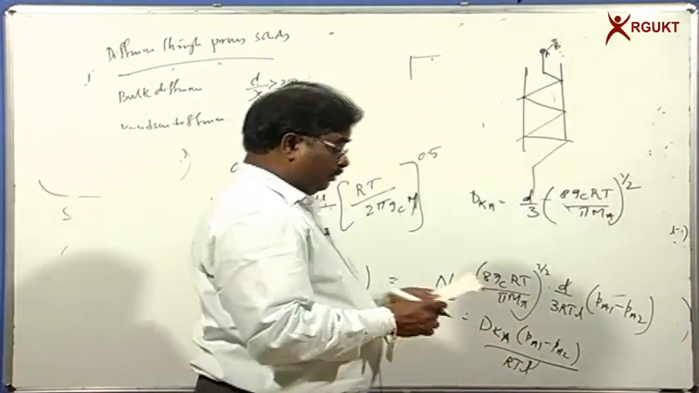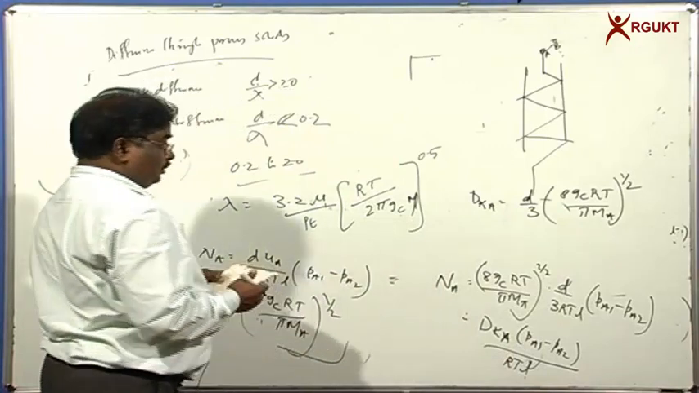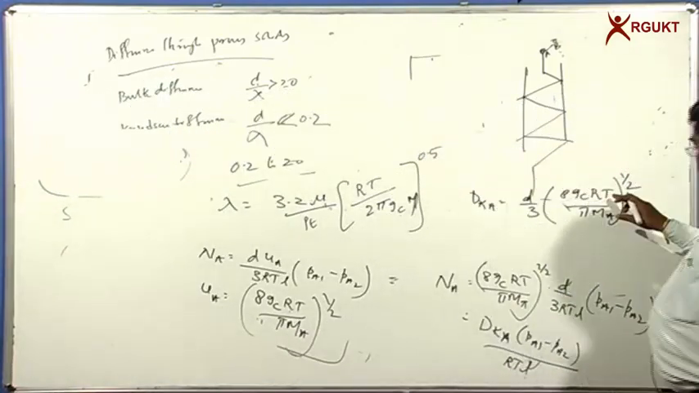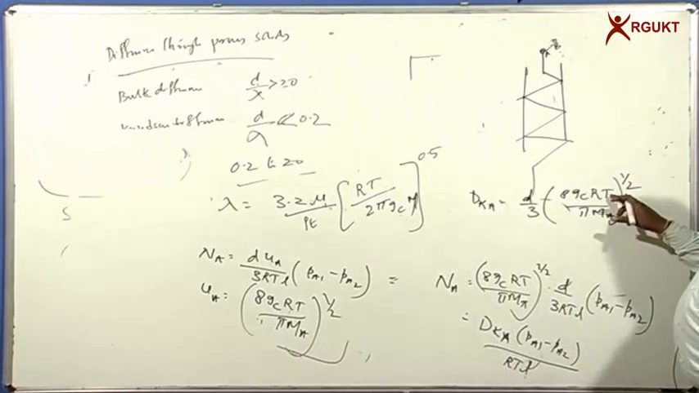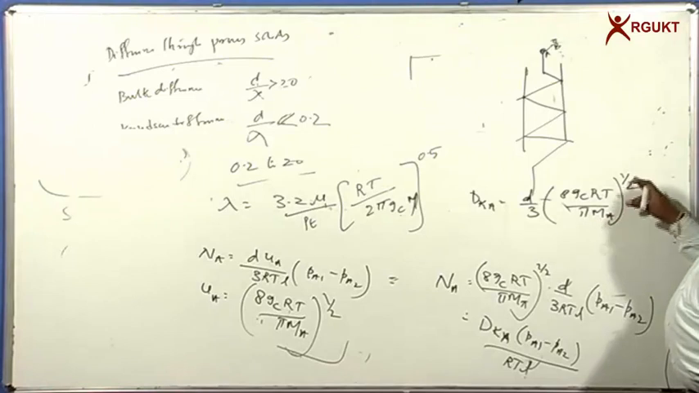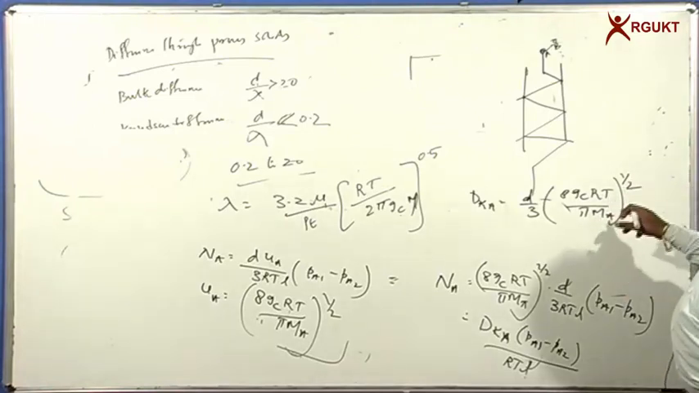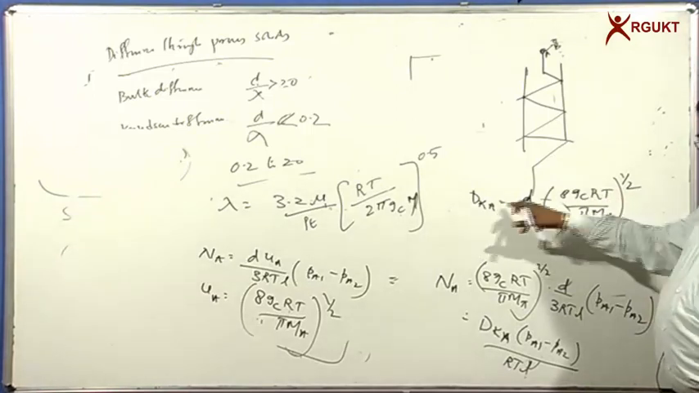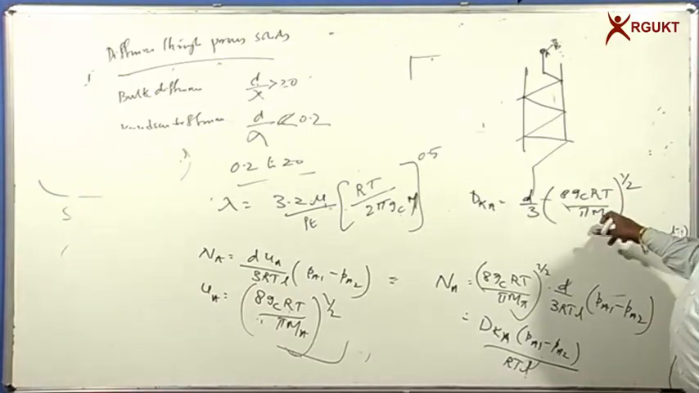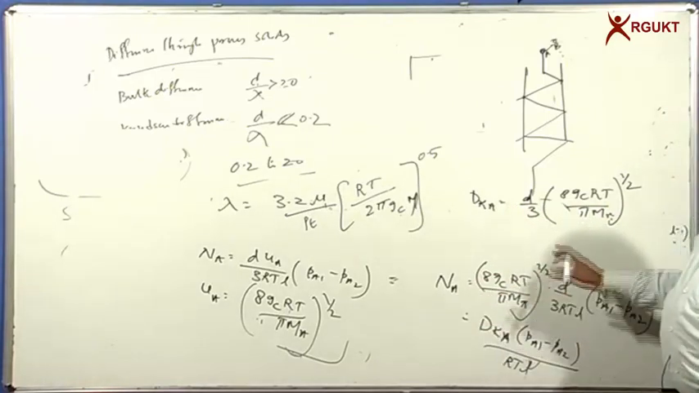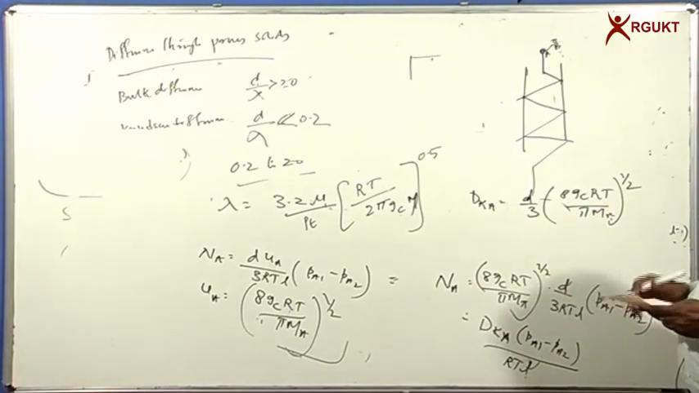And now according to this equation, the Knudsen diffusion coefficient is proportional to T to the power of half, and inversely proportional to the molecular weight to the power of half. That means if temperature changes, the Knudsen diffusion coefficient changes. If molecular weight changes, the Knudsen diffusion coefficient is going to change. So your flux value is going to change, and this is the way one can estimate the diffusion coefficients.